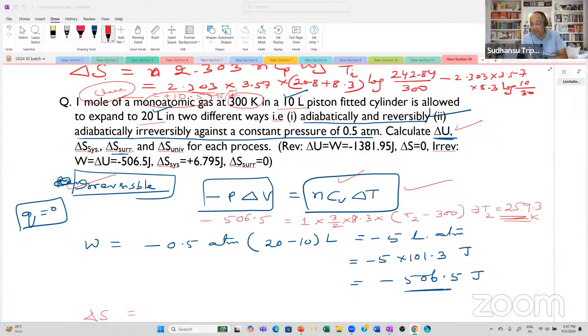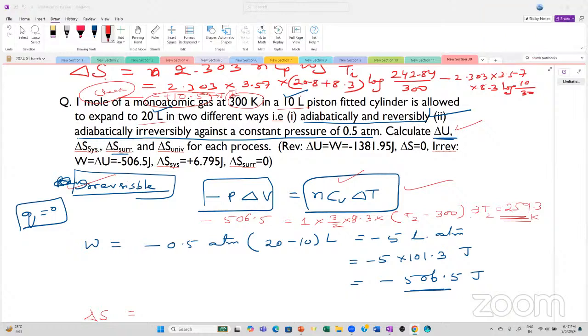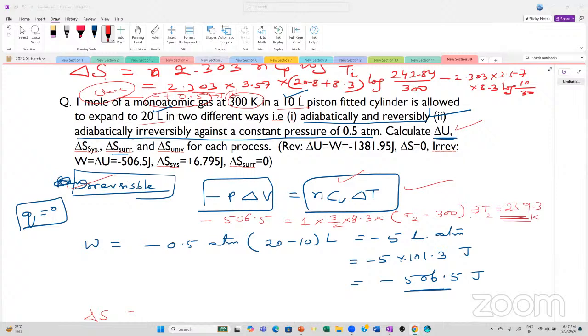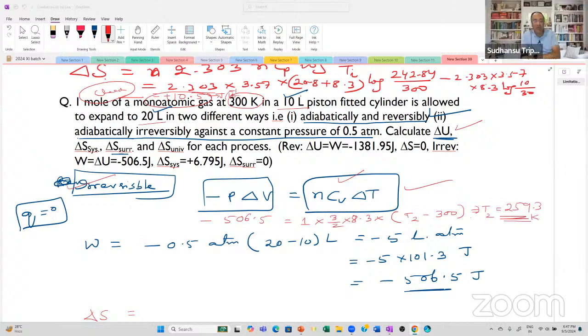Yes. Okay. Rudra? Sir, it will be higher. Omkar? Sir, in reversible, it will be lower. The final temperature, precisely Omkar is correct.